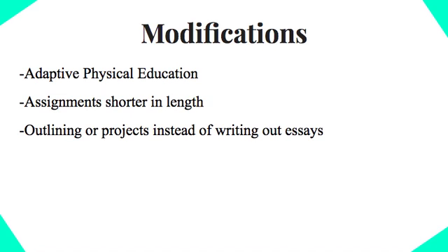Some modifications for the classroom. Adaptive physical education will be necessary because students will eventually need a wheelchair and they're going to have trouble moving around. They can't do crunches or pull-ups because those will put too much strain on the individual. Wheelchair sports are an option though.